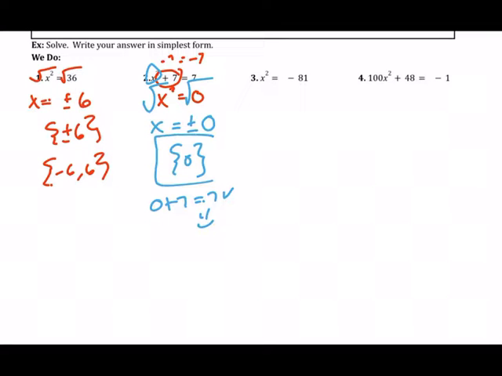That makes sense. Similarly over here, negative 6 squared does equal 36. That makes sense. And 6 squared does equal 36. So you do have the ability to go back and check your answers.